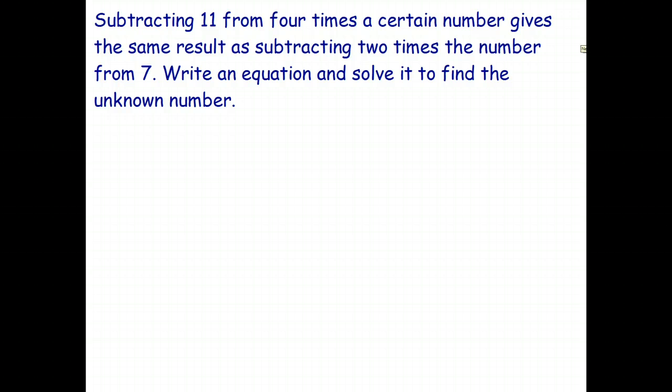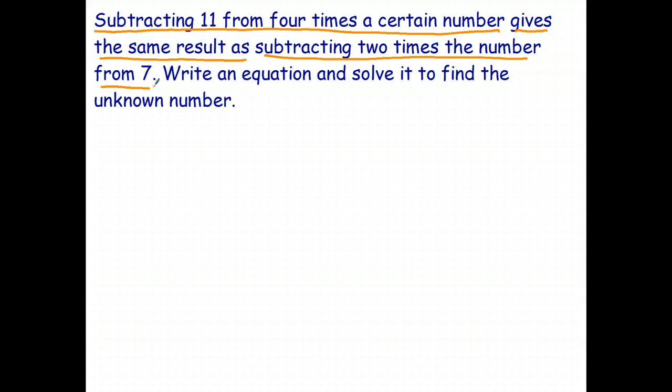So just reading it out, and I'll do some underlining as I go. Subtracting 11 from 4 times a certain number gives the same result as subtracting 2 times the number from 7. Write an equation and solve it to find the unknown number.